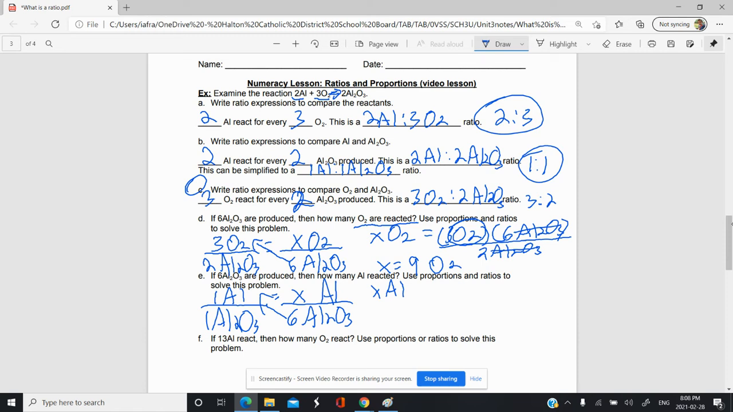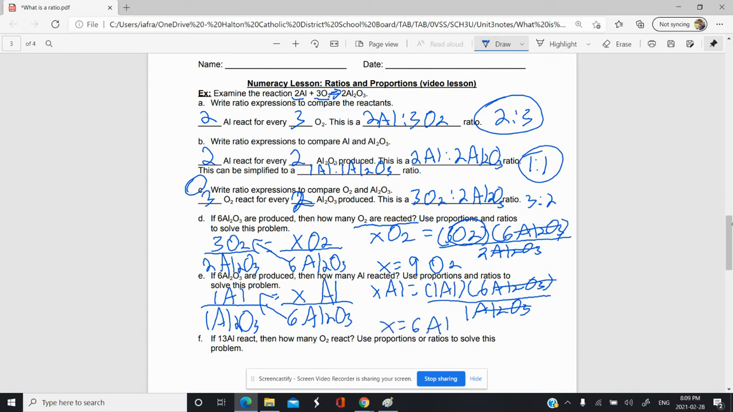So X amount of Al is equal to 1 Al times 6 Al2O3 over 1 Al2O3. Cross that out, cross this out here, and we're left with Al. So we got 1 times 6 divided by 1, that's just 6. So X is equal to 6 aluminums.